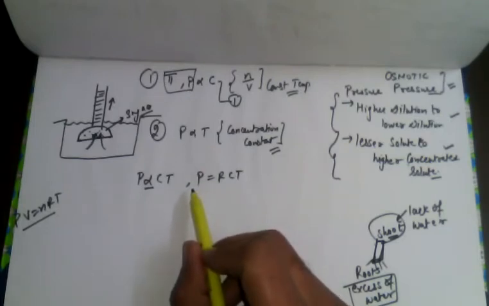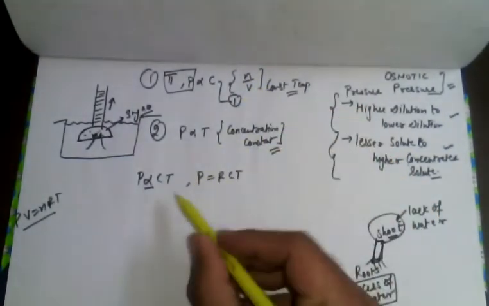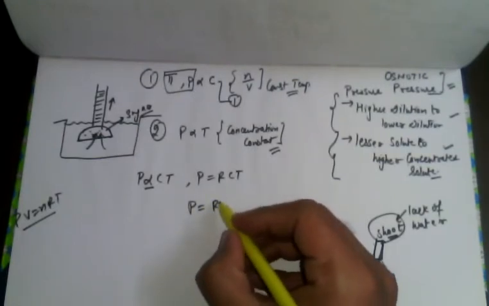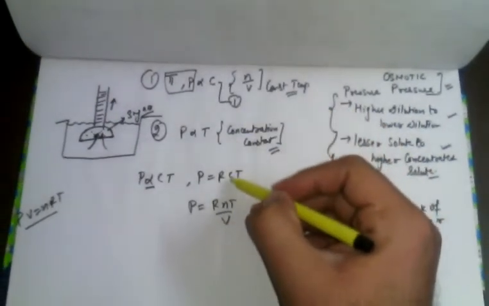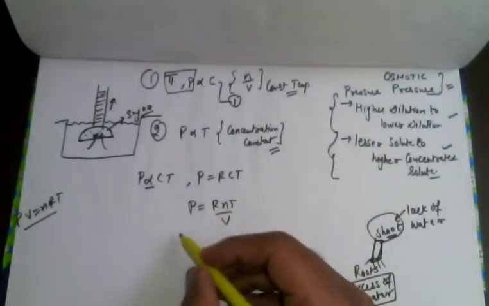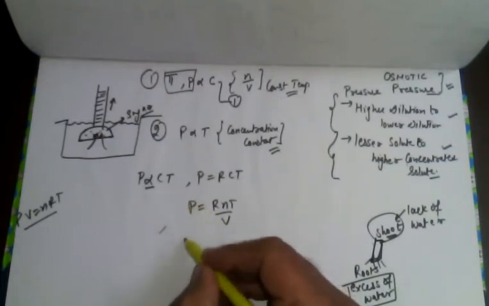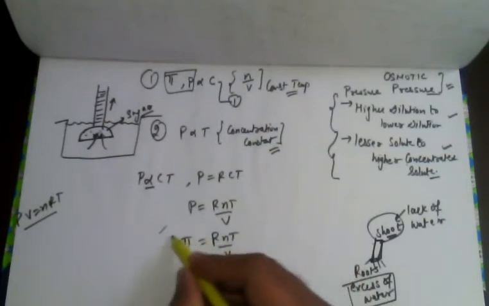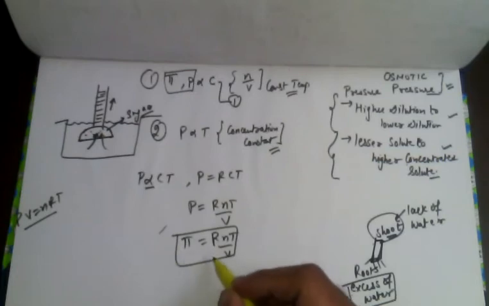So what does C represent? Number of moles per unit volume. Putting this value of C over here, we will write it also as pi equals nRT divided by V. This one is the concept of osmotic pressure. This one is a colligative property.